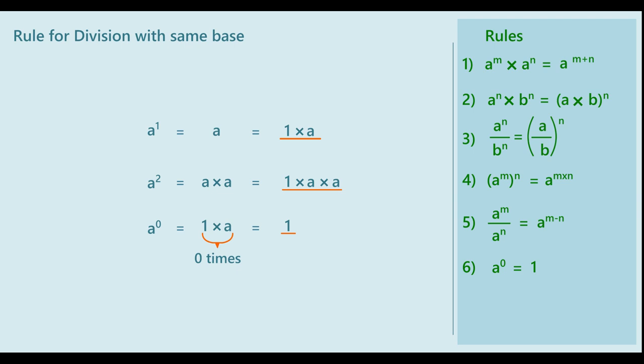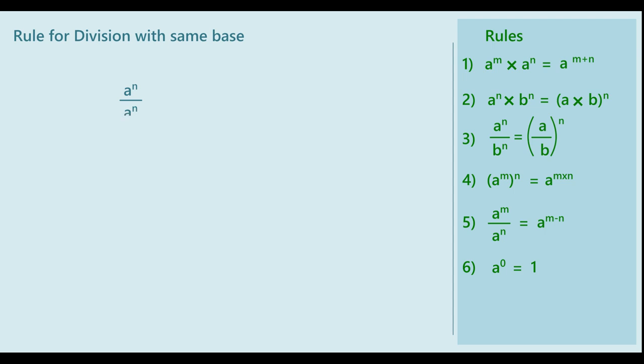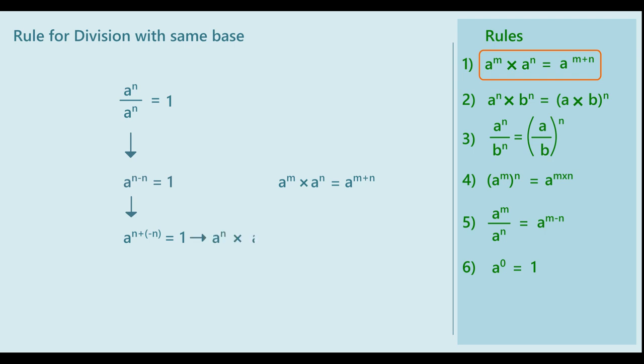Okay, now once again let us start with a raised to n upon a raised to n is equal to 1. Write it as a raised to n minus n is equal to 1. And this time, let us try to apply the rule a raised to m into a raised to n is equal to a raised to m plus n. It suggests us to write a raised to n minus n is equal to 1 as a raised to n plus minus of n is equal to 1, which gives a raised to n into a raised to minus n is equal to 1.